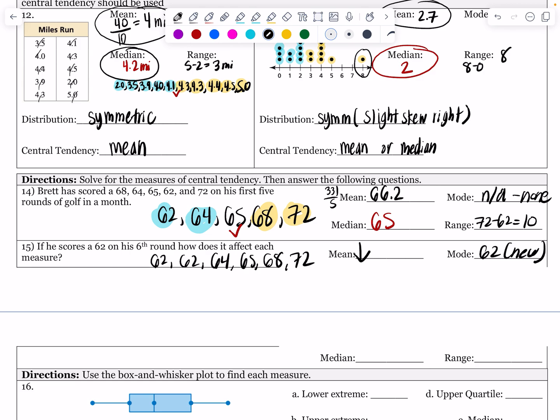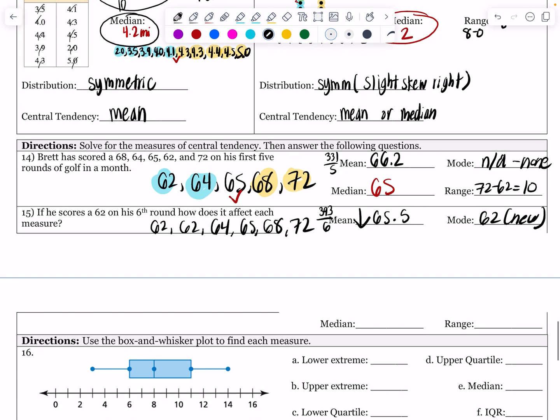When you actually calculate it, that's going to be 331 plus 62 is going to give me 393. And I'm going to divide that by 6 now because I have 6 rounds of golf. That's going to give me a 65.5. Yes, it does decrease. The average does decrease a little bit. Not a ton, but it does decrease.